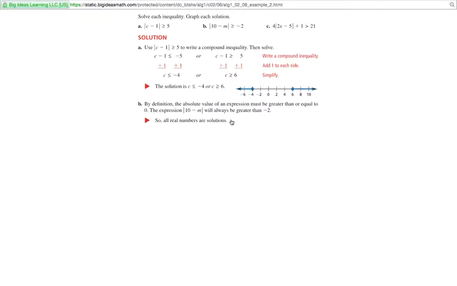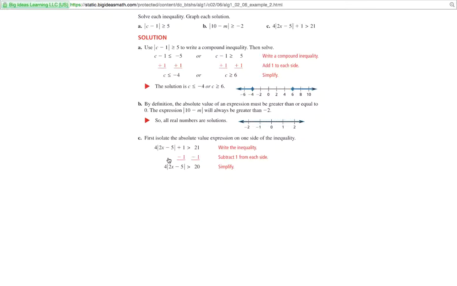Letter C is going to require you to do some simplifying first, because before you can start breaking it down, you have to get the absolute value by itself. So we're going to subtract 1 from both sides, get 20, and then divide both sides by 4, because that's multiplication, so we have to divide by 4. That's actually the distributive property, but we can't do it yet. We have to get the absolute value by itself. And we get an answer.